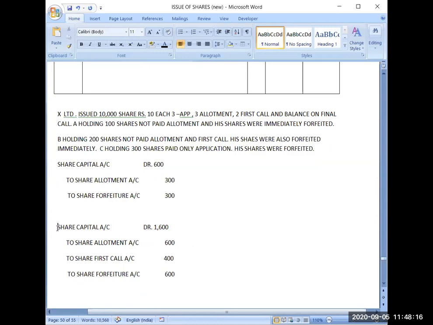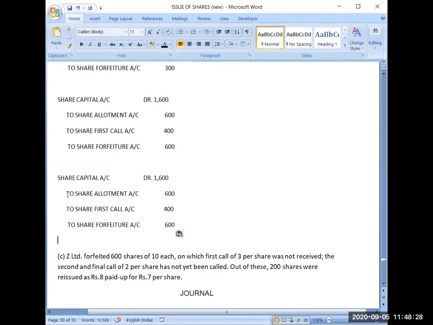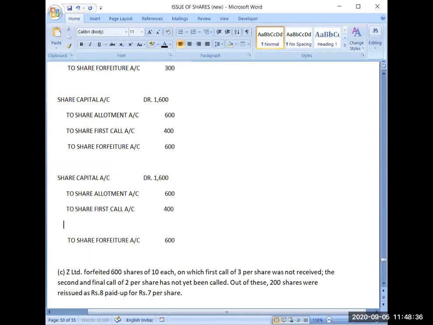Now, if I want to make the journal entry for C, I have to make a separate journal entry. Why can I not combine the entry? I hope you are getting this point. Because the timing of all the entries is different. So in further questions, you have to note at which point of time you are forfeiting the shares.